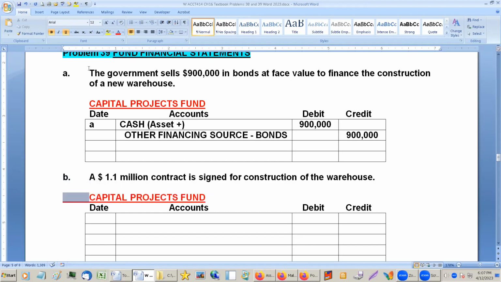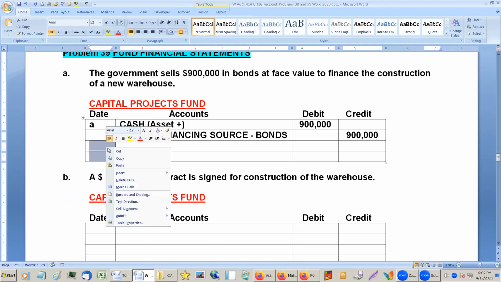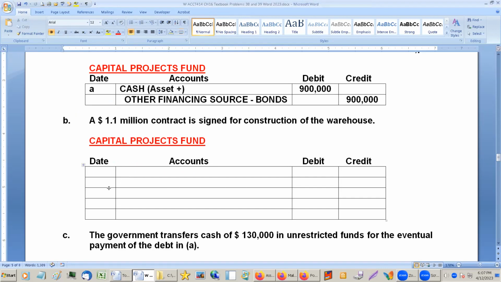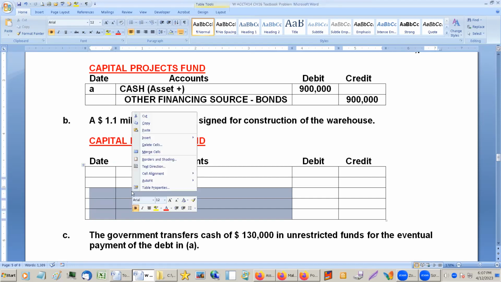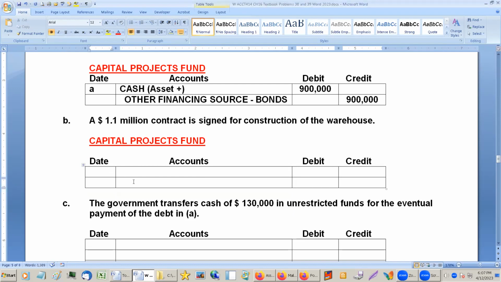Now, they signed a contract. In regular accounting, when we sign a contract, we don't do anything with it because nothing's happened. But in fund accounting, when we sign a contract or purchase orders, we need to keep that money set aside so someone else doesn't spend it, basically.